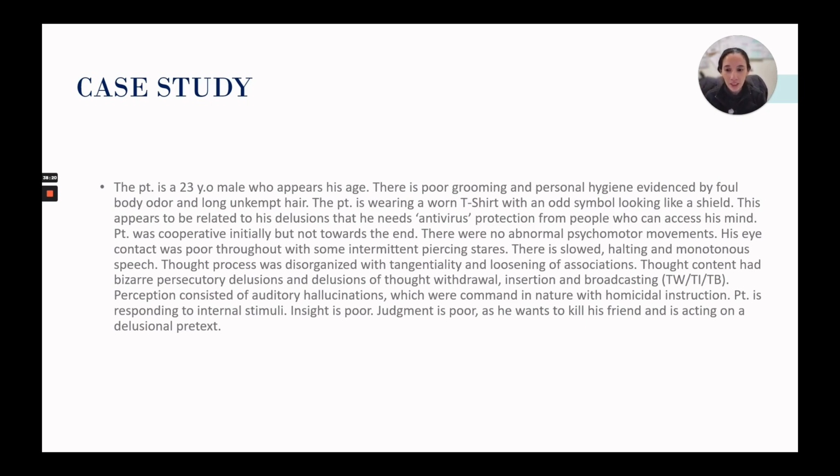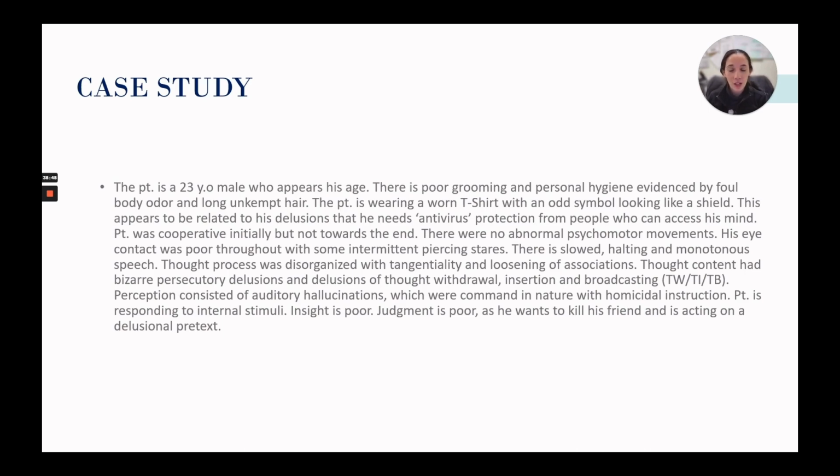Patient was cooperative initially, but towards the end, there were no abnormal psychomotor movements. His eye contact was poor throughout with some intermittent piercing stares. There is slow, halting, and monotonous speech. Thought process was disorganized with tangentiality and loose associations. Thought content had bizarre persecutory delusions and delusions of thought withdrawal, insertion, and broadcasting.